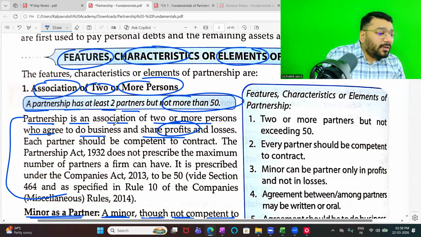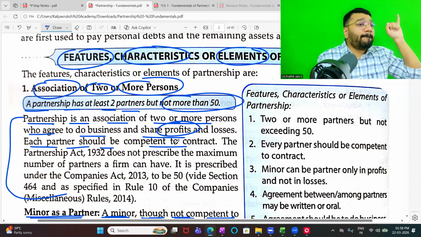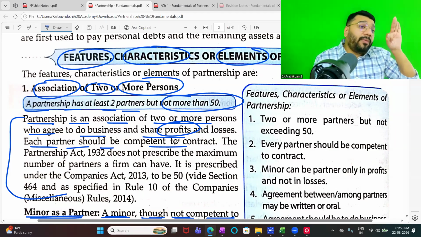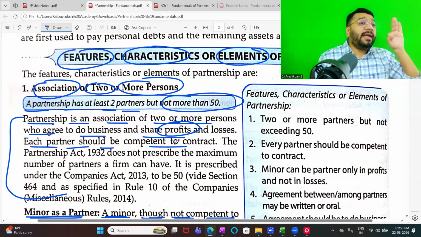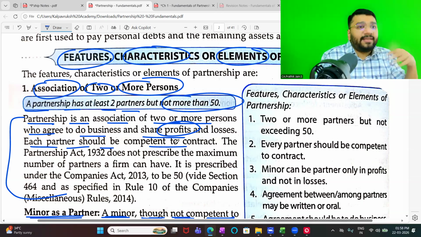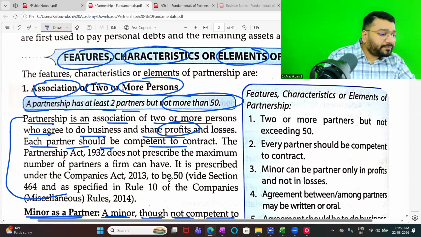Each partner should be competent to contract. So who is not competent to contract? Three people: first is a minor, second a person of unsound mind, and third a person disqualified by law. Can you get the question? Yes. In all the textbooks up to last year, this point was there. I don't know why this year they removed it. But this is the ideal syllabus.